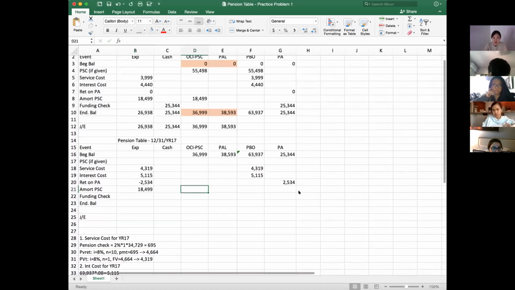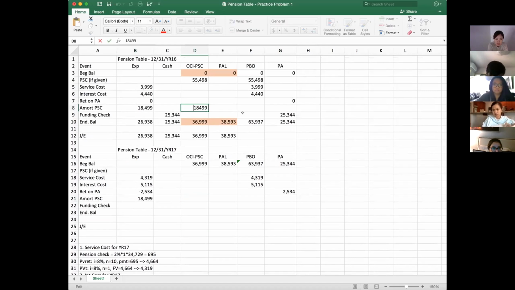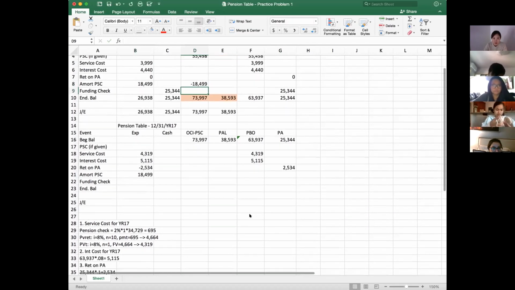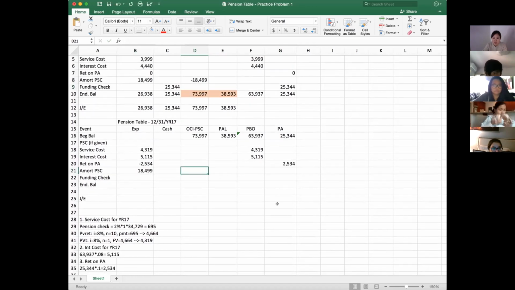Therefore, maybe I should use the negative sign. So that reduces our OCI, or should I? Oh, that changed. No, let me keep it this way. Okay. Amortized prior service cost increases our pension expense, but that also reduces our OCI balance. So let me put that over here and keep in mind that by this much, we are amortizing the OCI balance. So that will reduce. Now then, what else can you think of?